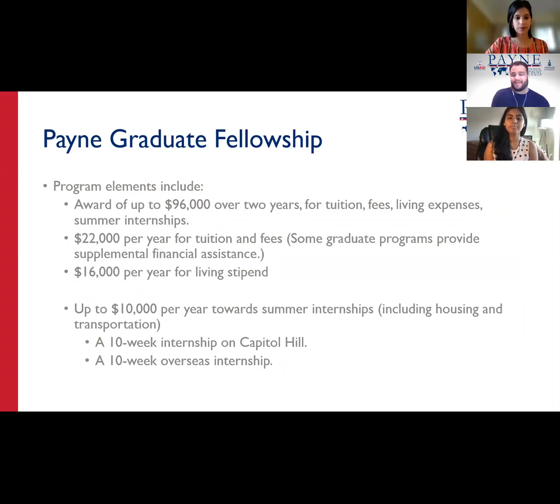So to provide some more information on the Payne Graduate Fellowship, the Payne Fellowship awards a package of up to $90,000 in funding over 2 years to cover tuition, fees, living expenses, and your 2 summer internships. So I'm going to go ahead and break down that financial package. $22,000 of that is allocated to your tuition and fees.